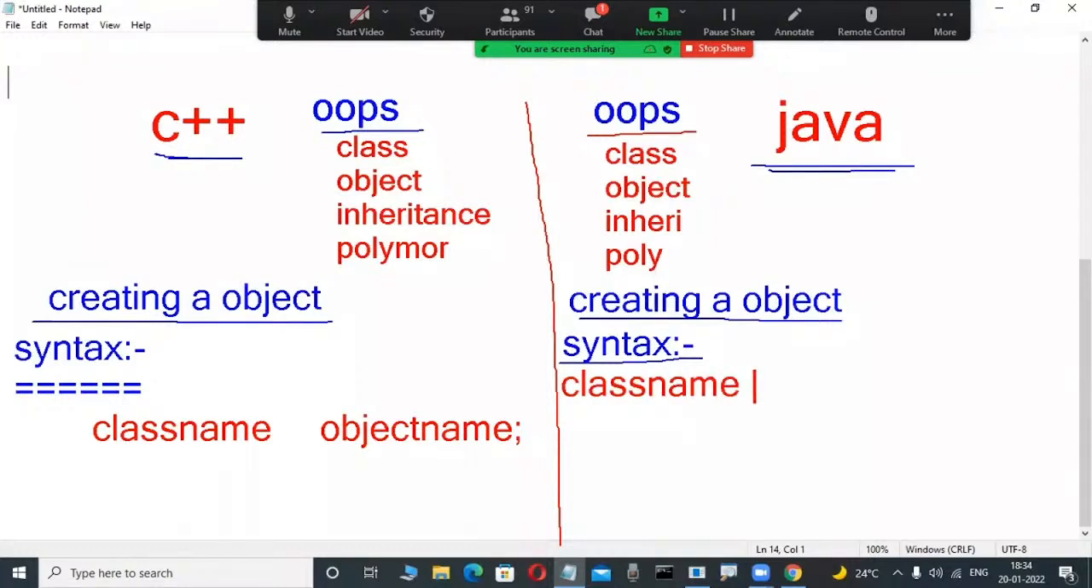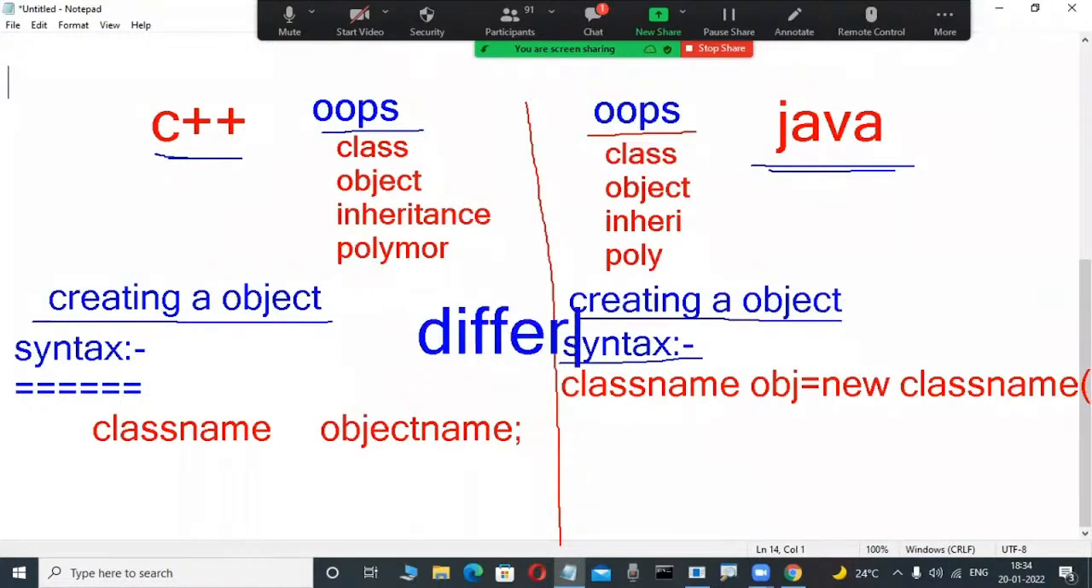Class name space object name is equal to new class constructor. Is there some other syntax or not? Yes, observe here. That's why these two languages are syntactically different. Conceptually, OOP concepts are the same, but syntactically they are different, and the functions are also totally different.